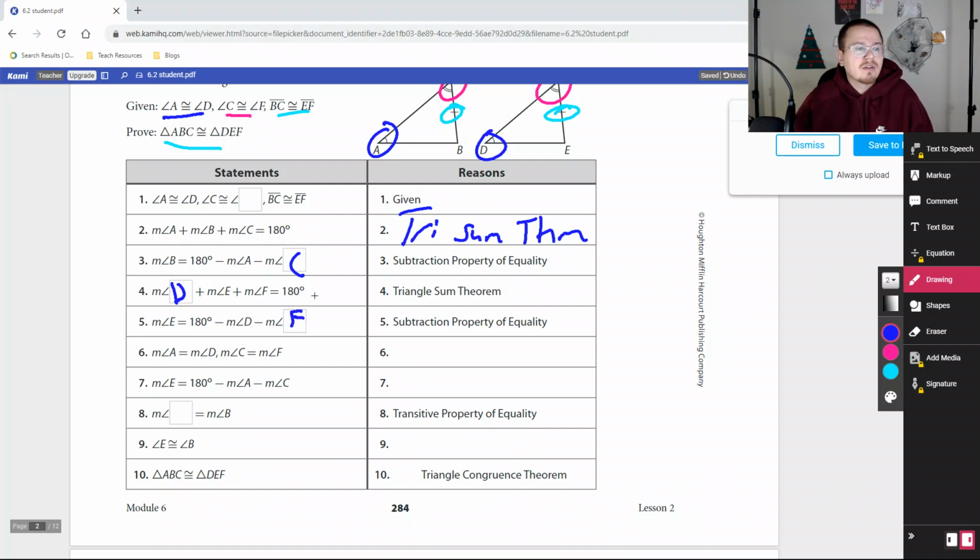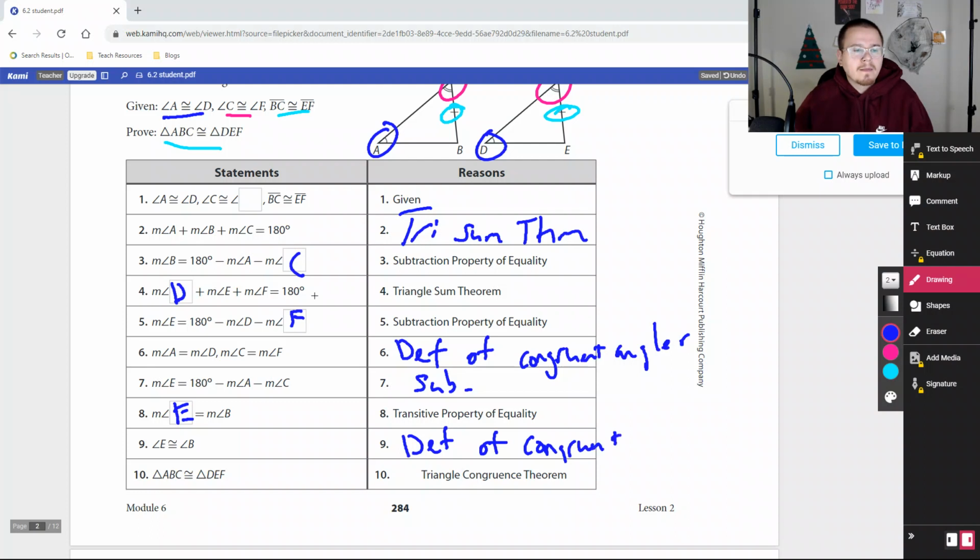So we're looking at the different triangles, right? These two are equivalent, these two are equivalent. That is the definition of congruent angles, because if the angles are congruent, they have to have the same measure. The measure of angle E is equal to 180 minus the measure of A minus the measure of C, and that's just substitution. The transitive property of equality tells you that the measure of E is equal to the measure of B. So we're saying that those two are congruent, and that again is the definition of congruent angles. And that is a way to prove it.